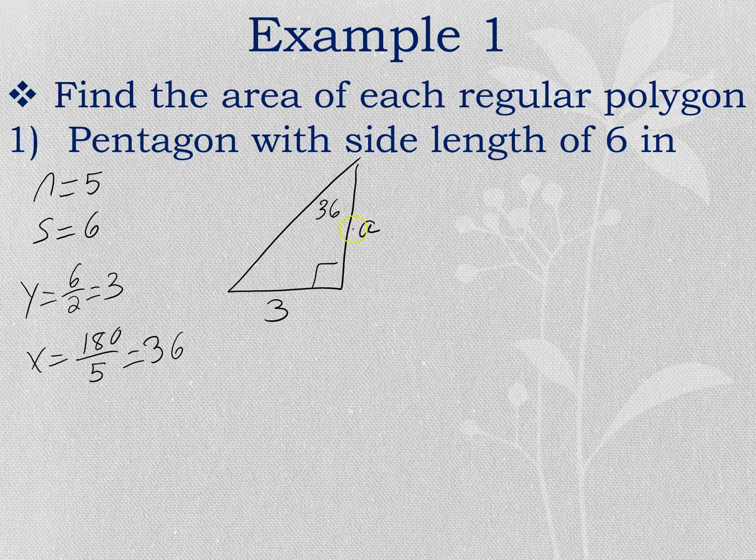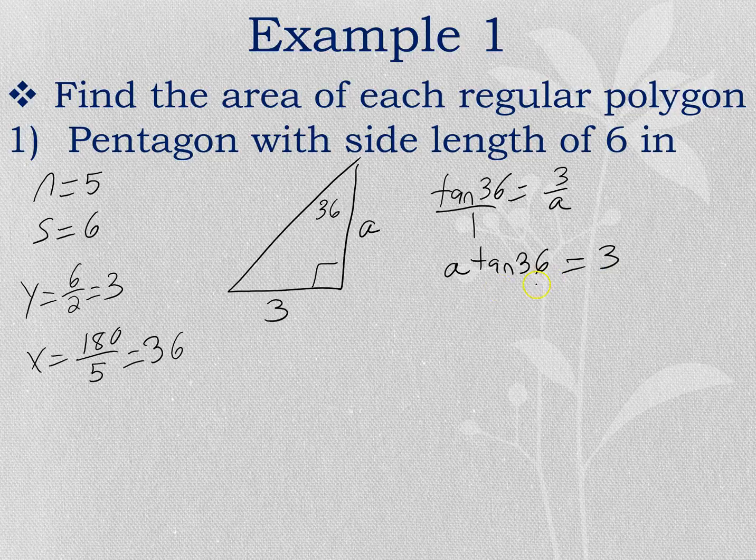So now to solve for a, again, opposite is 3, adjacent is a, so it's tangent. So tangent of 36 equals 3 over a. So I put this over 1, I cross multiply. A tangent 36 equals 3. We divide both sides by tangent of 36. And when we do 3 divided by tangent of 36, you're going to get 4.129.